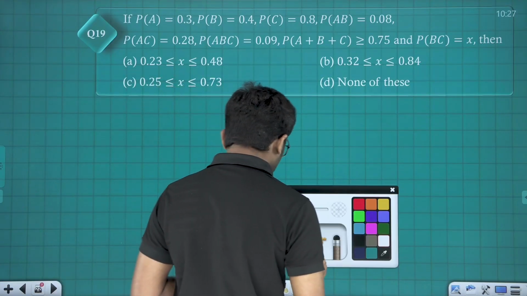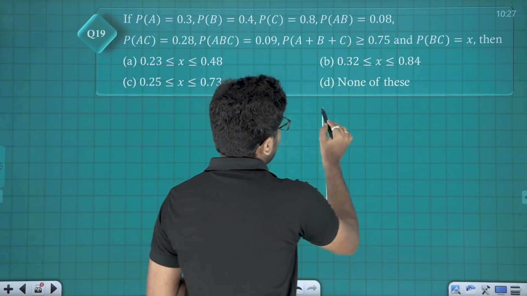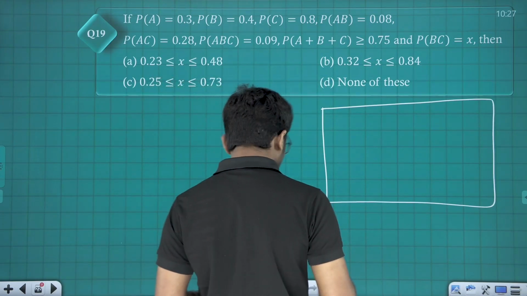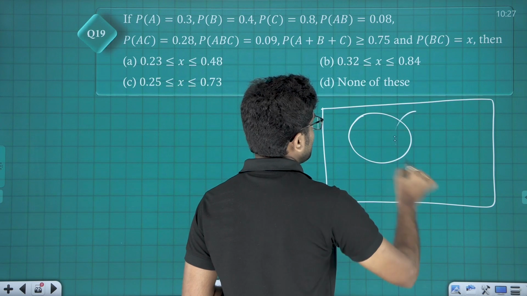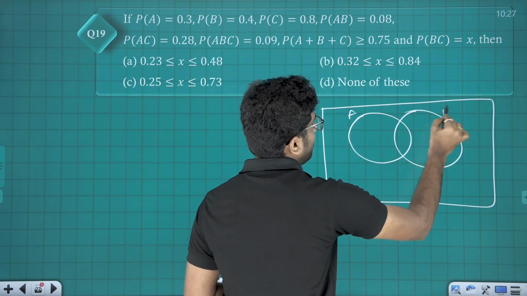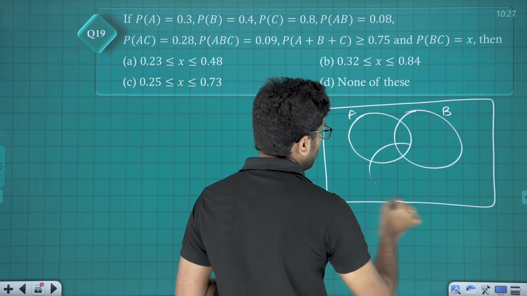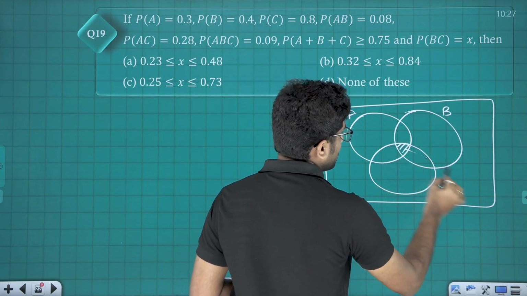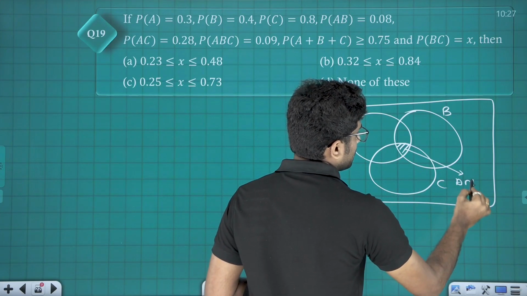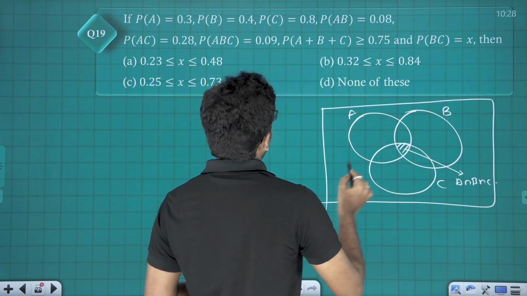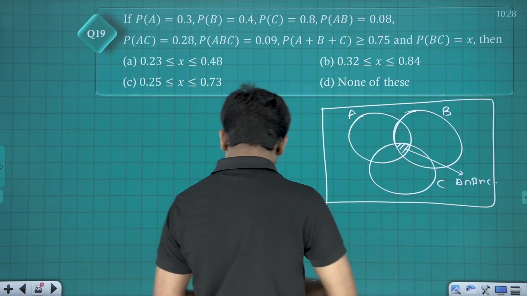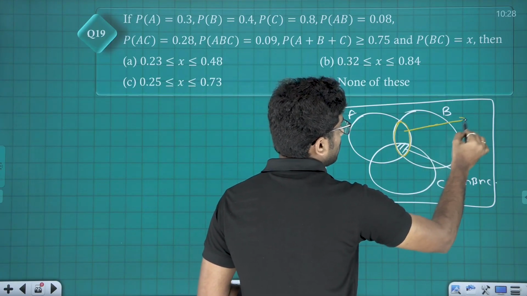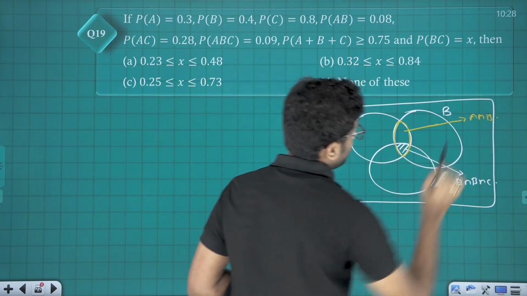Generally friends, I will give you a brief thing regarding three events. In general, this is capital A, capital B, and there is one more event C. Friends, this portion is A intersection B intersection C. And this portion is A intersection B.